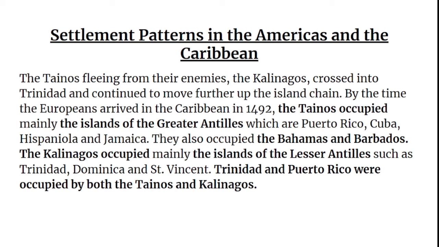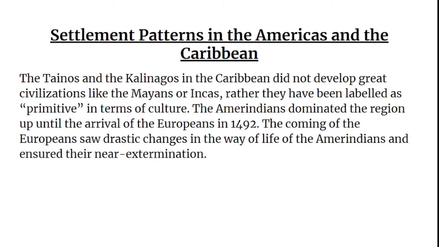Kalinagos occupied mainly the islands of the Lesser Antilles such as Trinidad, Dominica, and St. Vincent. We should note, and you should also note this, Trinidad and Puerto Rico were occupied by both the Tainos and the Kalinagos. To answer, which places were both occupied by the Tainos and the Kalinagos? You say Trinidad and Puerto Rico, right?